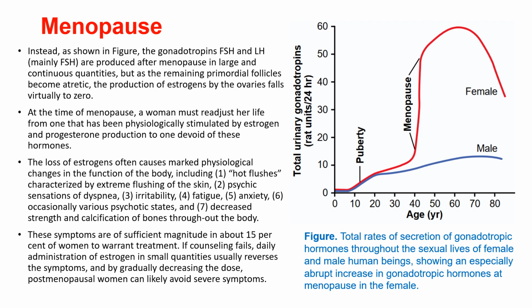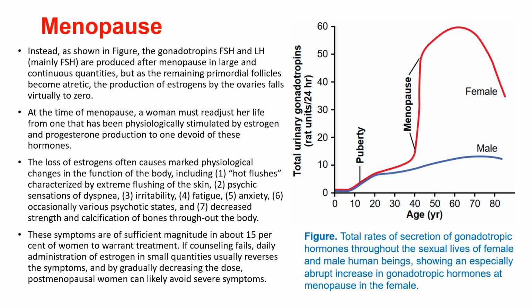Menopause. Instead, as shown in the figure, the gonadotropins FSH and LH, mainly FSH, are produced after menopause in large and continuous quantities, but as the remaining primordial follicles become atretic, the production of estrogens by the ovaries falls virtually to zero. At the time of menopause, a woman must readjust her life from one that has been physiologically stimulated by estrogen and progesterone production to one devoid of these hormones.